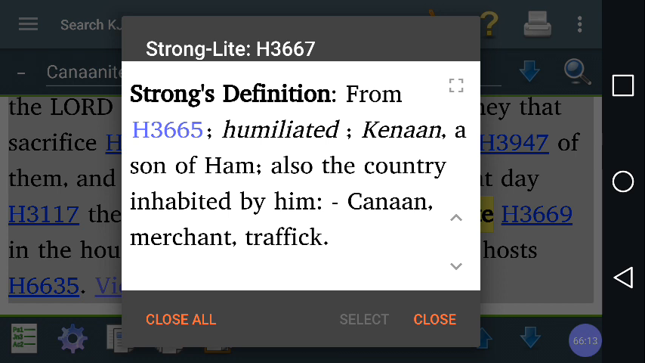Right? Also, the country inhabited by him, Canaan. What does it say? Merchant traffic. You see it? And they spell traffic the old English way here with the K, T-R-A-F-F-I-C-K. There was that movie Traffic. There were two versions of it. Most people know the version with the C. You need to check out the movie Traffic with the K. I think it was a British one, from the UK, the original one. And then they made the US version that most folks know. But this all connects with Canaan.